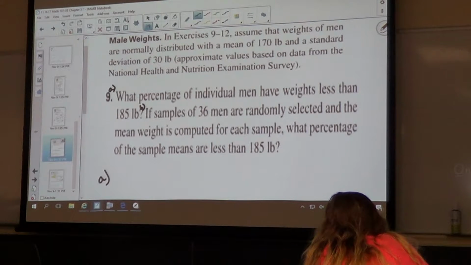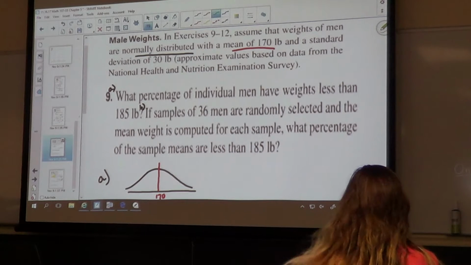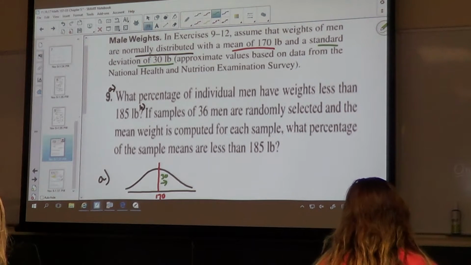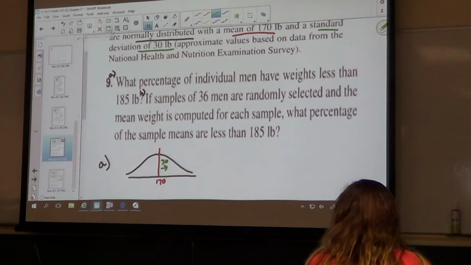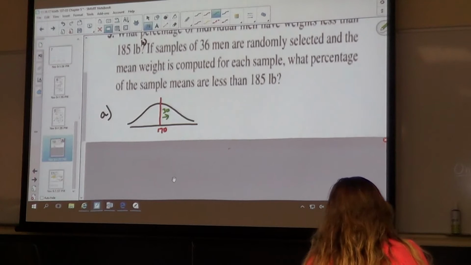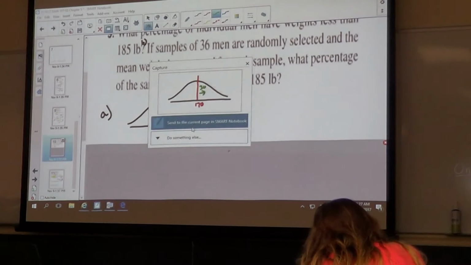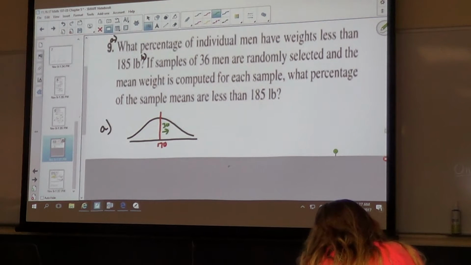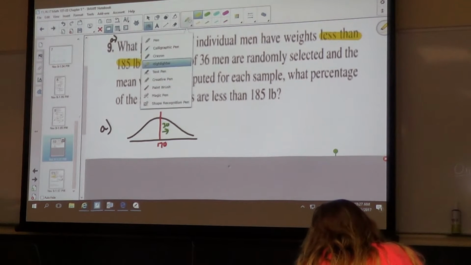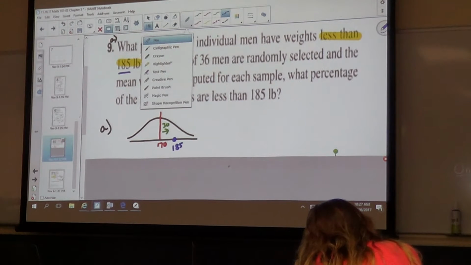Okay. We have a normal distribution with a mean of 170, a standard deviation of 30. So we got that from the directions. Now, for part A, I'm going to cover up so that I can show you that. Then I'm going to snag that piece because I'm going to use that same thing in B, so I'll put it off to the side for a moment. Part A says we want less than 185, which determines how we shade. So 185 is my data point, and we want to shade less than.